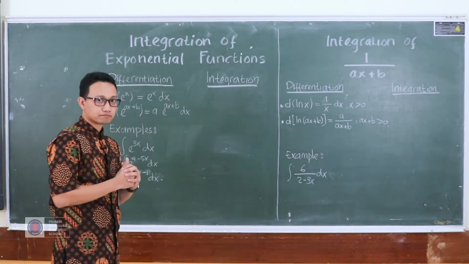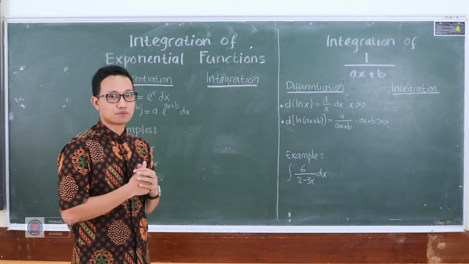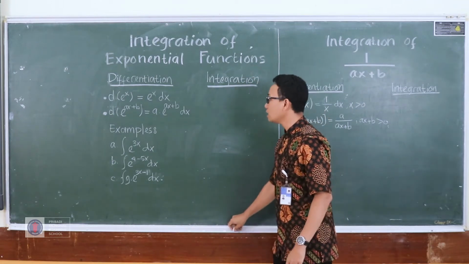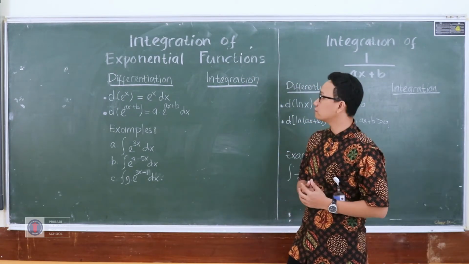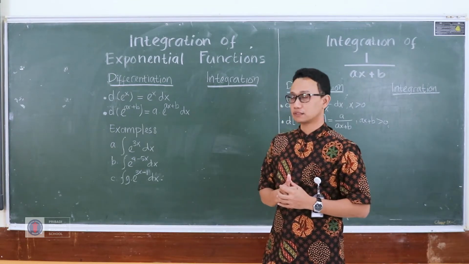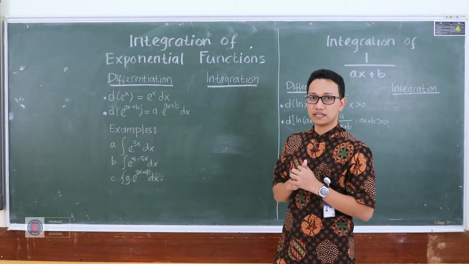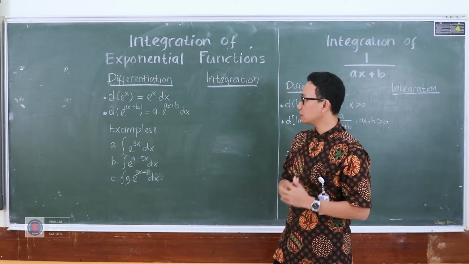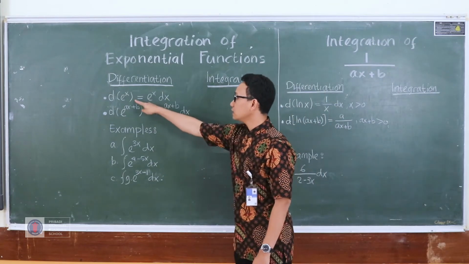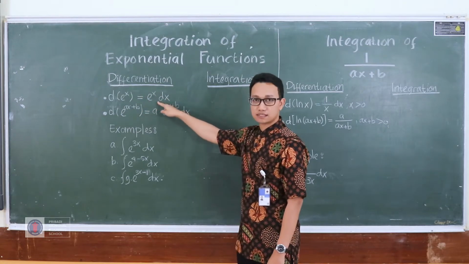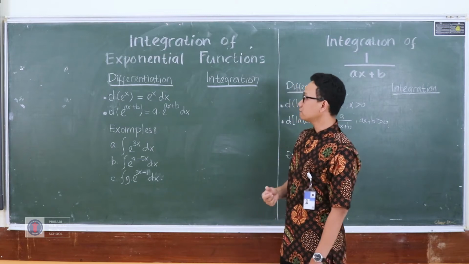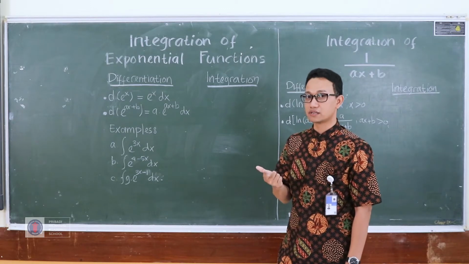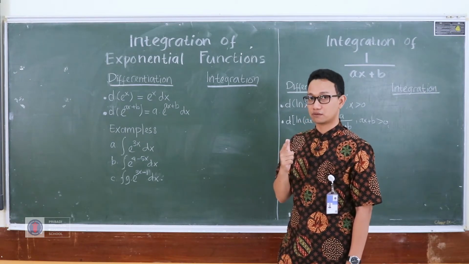Here we have first the integration of exponential function. So here, as you can see, how we can find the integration of this exponential function. All right, so you know that the derivative or the differentiation of exponential function, the derivative of e to the x equals e to the x dx. All right, so how can we find the integration of e to the x dx? Okay, the answer is, of course, it will be e to the x plus c, right?